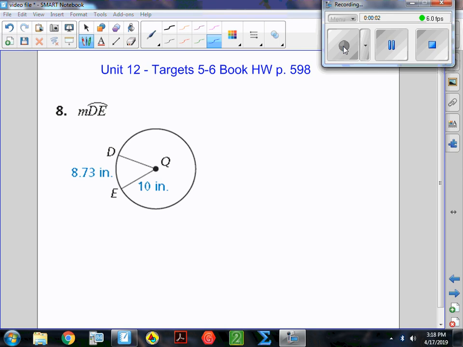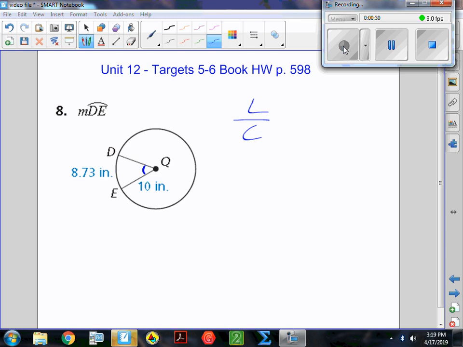Okay, number 8 on page 598. This time you're trying to find the measure of arc DE, which is the same thing as the measure of its angle. So let's see, we have the length and we could figure out the circumference. So if we can do the length over the circumference, that'll give us a fraction of the entire circle, or a proportion or portion of the entire circle, and we could set it up like that.